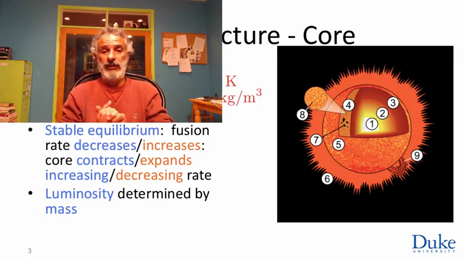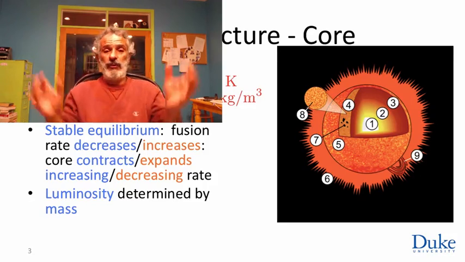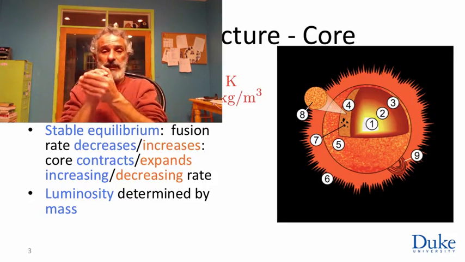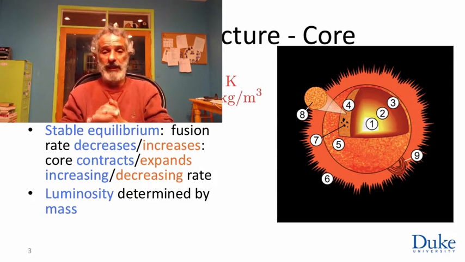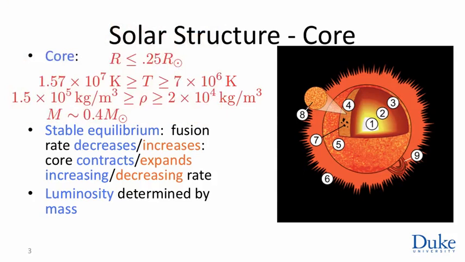When we talk about other stars, this is going to be very important. The luminosity of a star is determined essentially by its total mass. That determines how much of the hydrogen is compressed enough in the core and hot enough to undergo fusion. This is sort of the engine of the sun. This is where the energy gets produced.